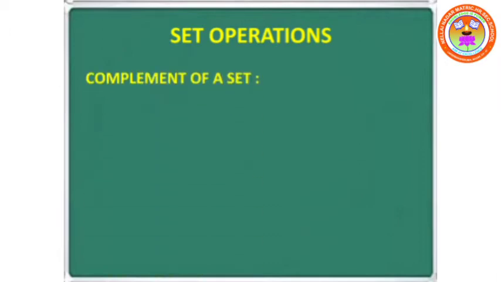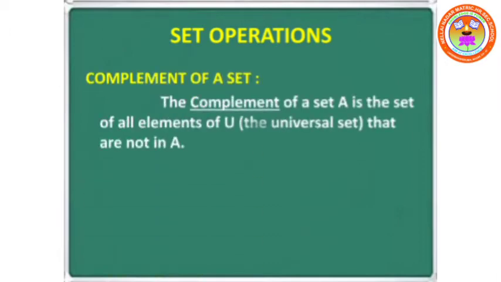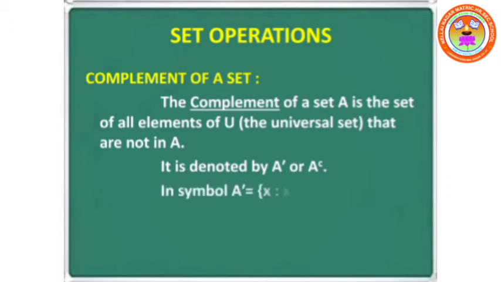First one, complement of a set. The complement of a set A is the set of all elements of U that are not in A. Except the elements of A, the remaining elements in the set U are collected together, and that is the complement of the set A. It is denoted by A dash or A complement. In symbols, A dash equals the set of all x such that x belongs to U but x doesn't belong to A.